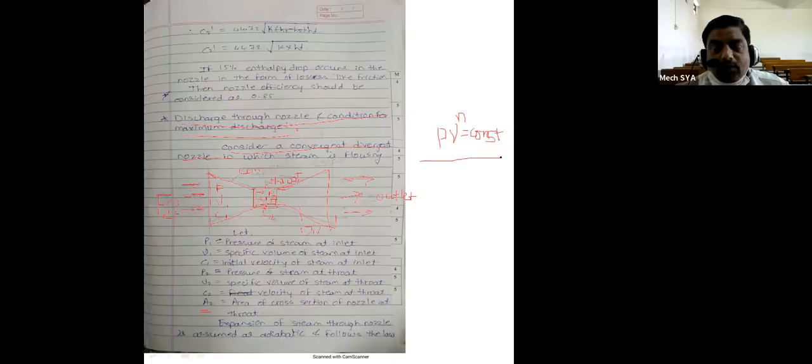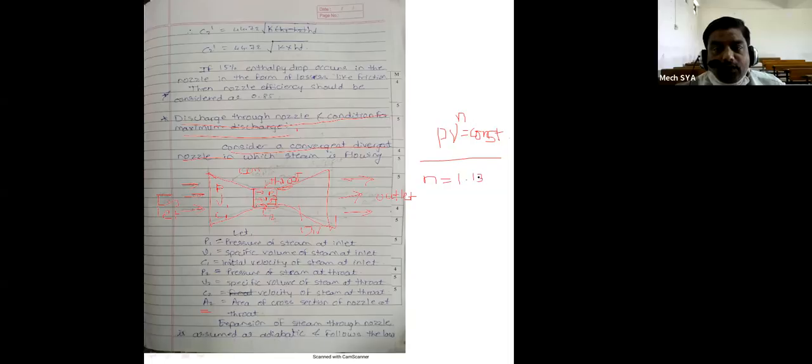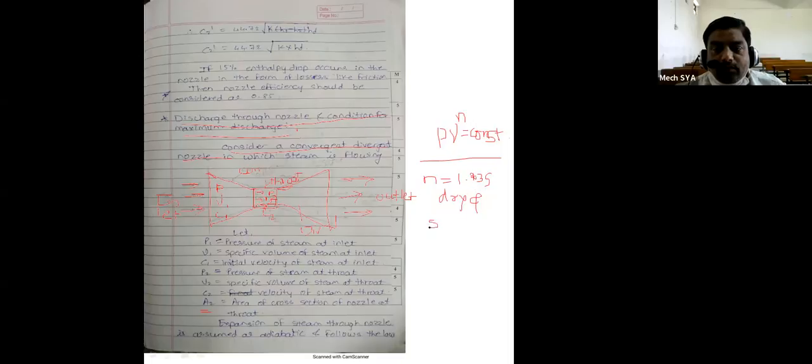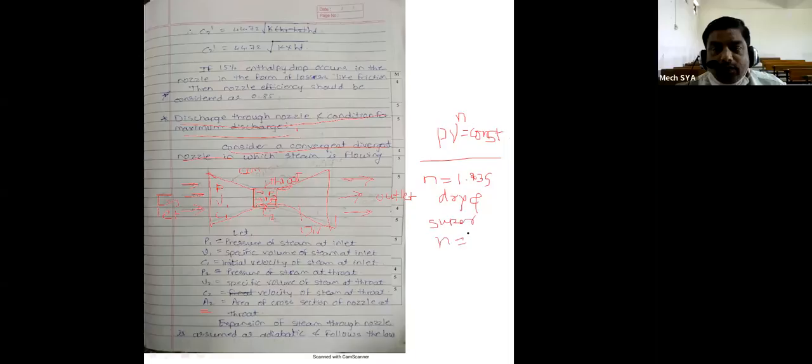Okay. So if dry and saturated steam is there, what is the n value? N is equal to, anybody? MCQ they are going to ask. 1.135 for dry and saturated steam, and for superheated steam, n is equal to 1.3.